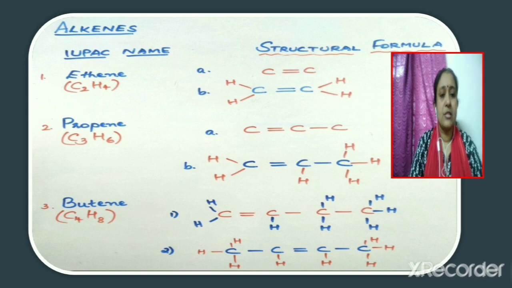So if it is the first structure, then we get the structural formula as CH2=CH-CH2-CH3. And if we have shown the carbon skeleton the other way, then we get the structural formula as CH3-CH=CH-CH3.